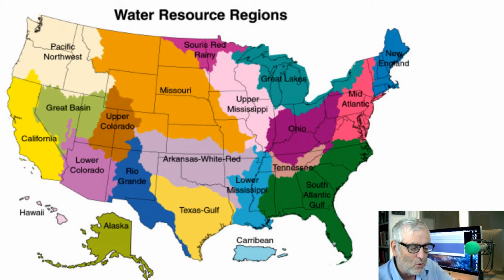Right here in Springfield, we're right in between the Missouri River and the Arkansas White and Red River regions. So there's a lower Mississippi, there's an upper Mississippi. And as it turns out, I don't know how much geography you've had, but the source of the Mississippi, I've actually waded across it. It's the outflow of a lake. It's called Lake Itasca. It's in northern Minnesota.